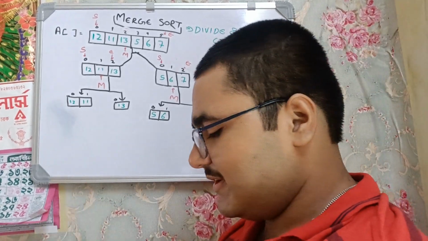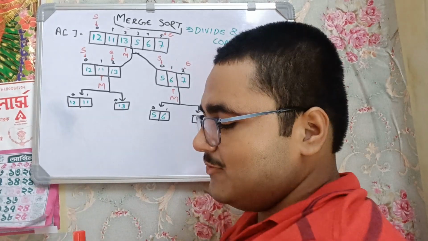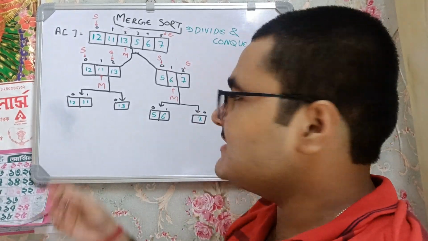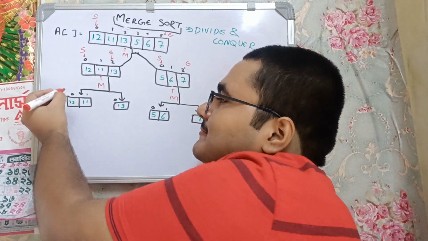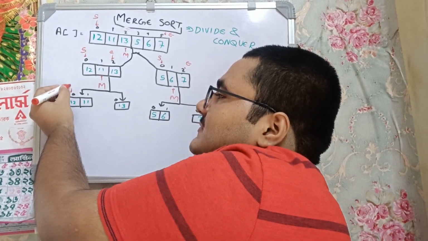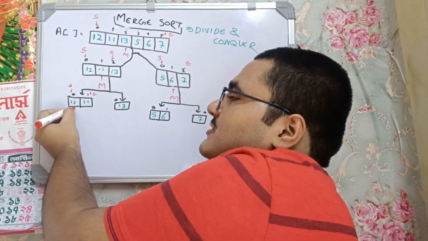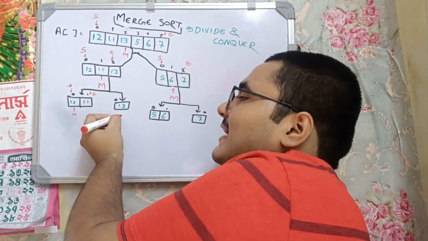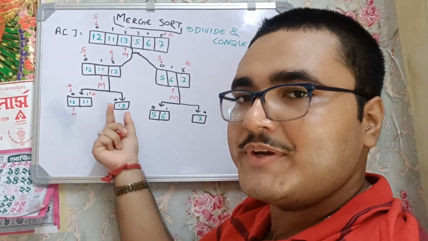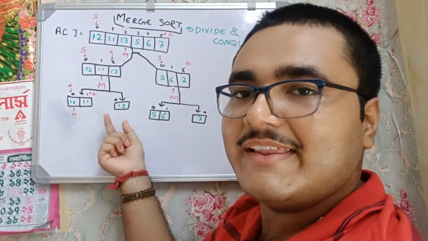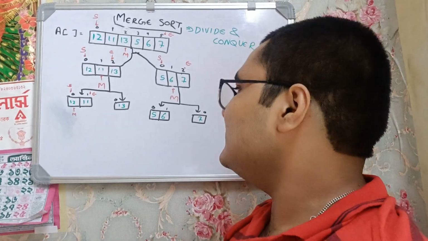Okay, so if I divide this again, what is the mid now? 0 plus 1 by 2, that is 0 is the midpoint only. 0 itself is the midpoint. So if this is my start and this is my end, 0 itself is the mid, and this is a single element, so there is nothing left to be divided. It's just a single element or single array, right? So nothing left to be divided.